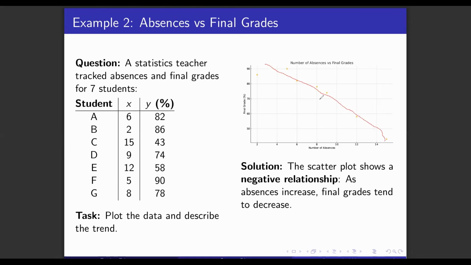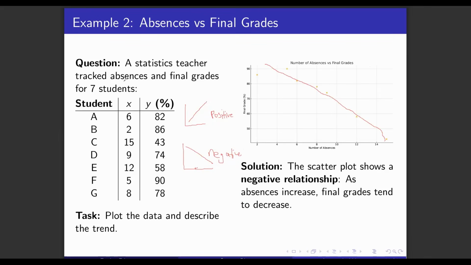Great. Now this represents a negative relationship. The first one we did had a positive relationship. So this is a positive relationship. Now, when the relationship is like this, we say it's a negative relationship. This means that as absences increase, final grades tend to decrease. Oh, sorry, these are the number of absences.